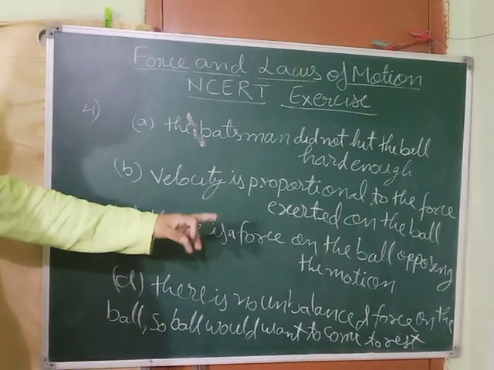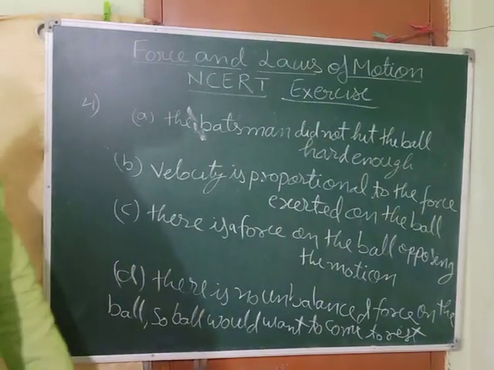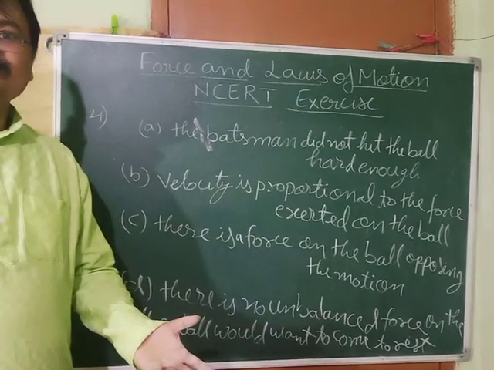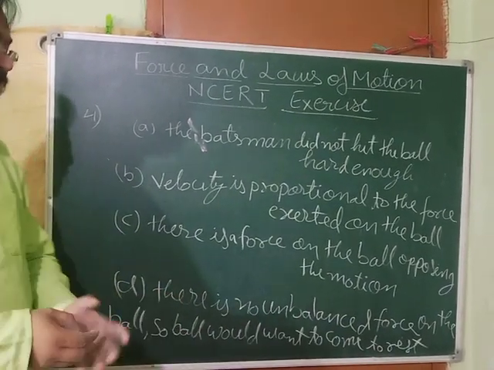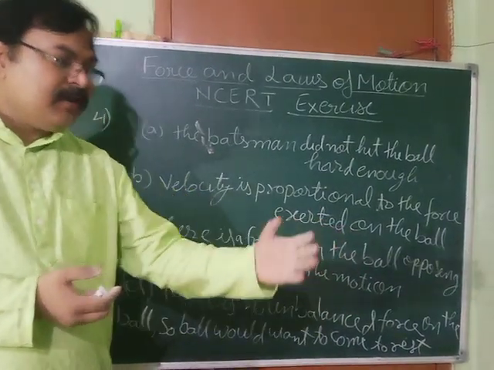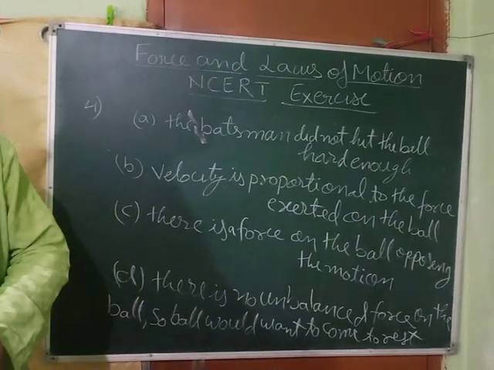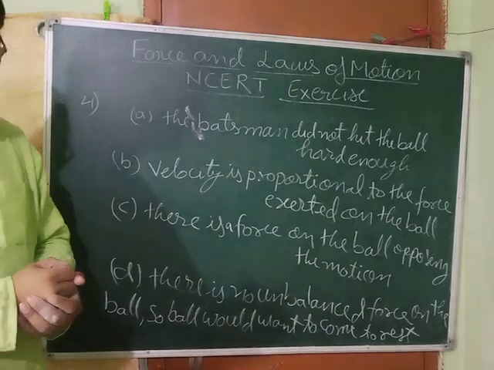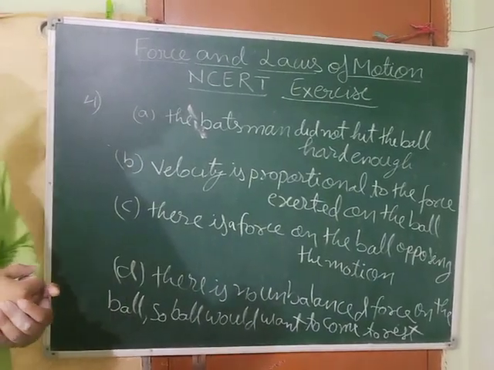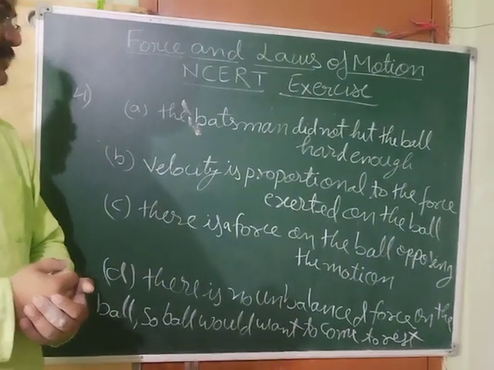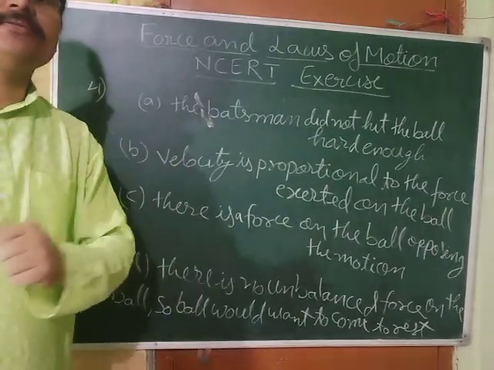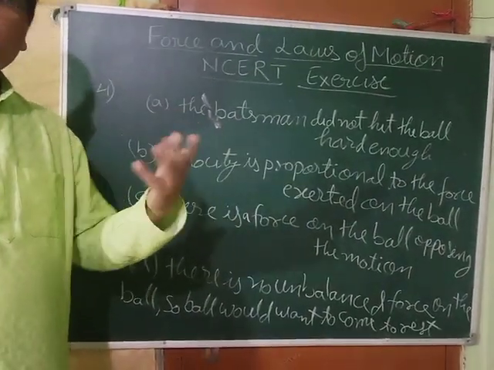There is a force on the ball opposing the motion. Yes, this is the reason. Because if a ball is moving in the forward direction, then there must be some opposing force. That's why it is stopping. Now, which is that force? Obviously, you have studied in class 8th. It is the force of friction, which opposes the motion of the ball.